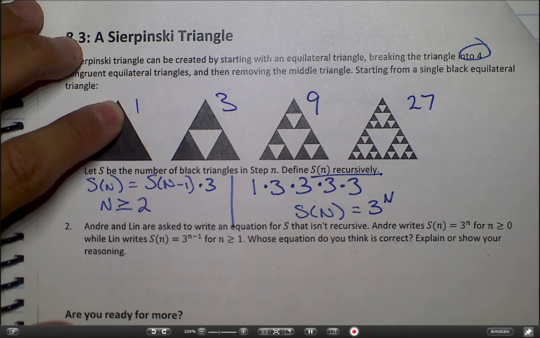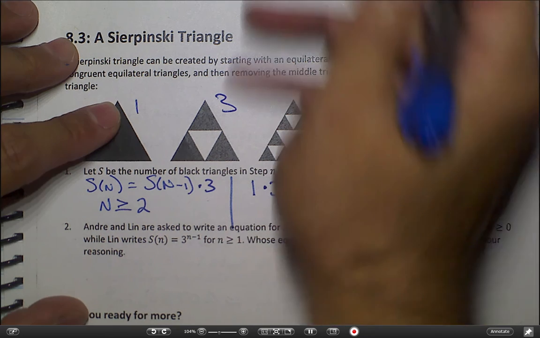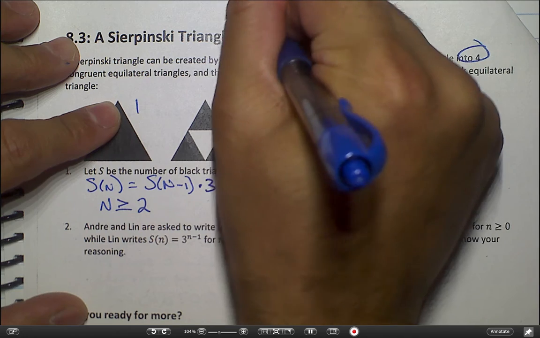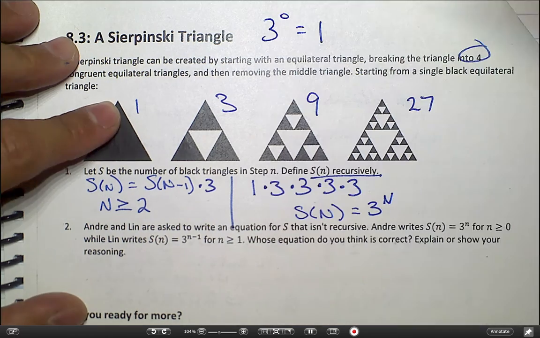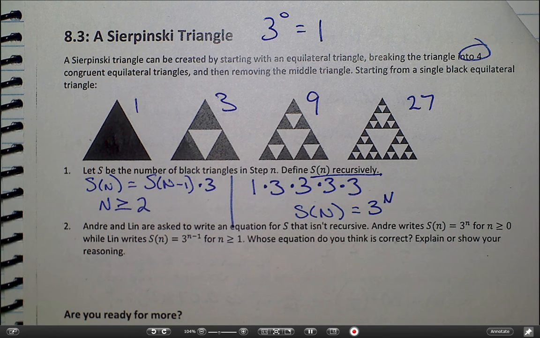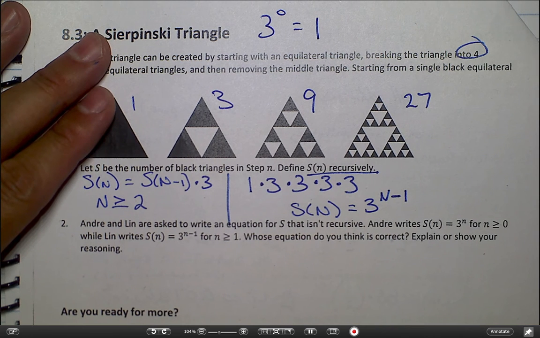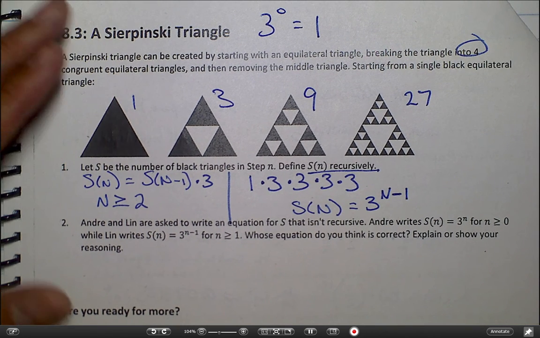Now, there's an identity that I've mentioned before, which is super important in this case. Anything to the 0 power, so 3 to the 0 power, is 1. Anything to the 0 power is 1. That's super important. How would I make this one say 1? Wouldn't that be n minus 1, right?